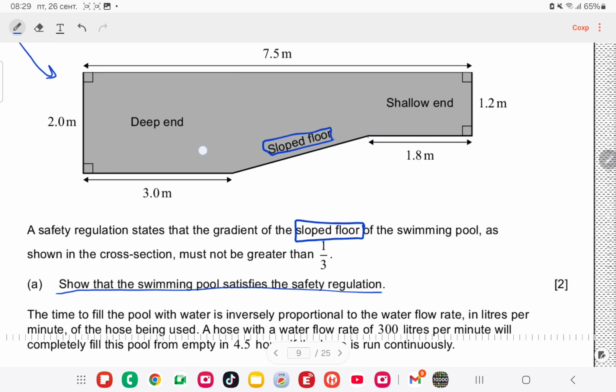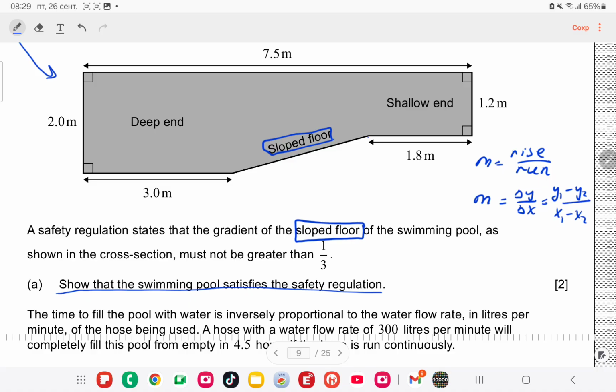How to find the slope? Remember the formula for the slope: rise over run, or delta y over delta x, and sometimes, to be more precise in terms of the points, y1 minus y2 over x1 minus x2. Let's see which form is more appropriate here. I think it's better to construct the triangle straightforwardly. It's a right angle triangle, and we should find the sides of this triangle.